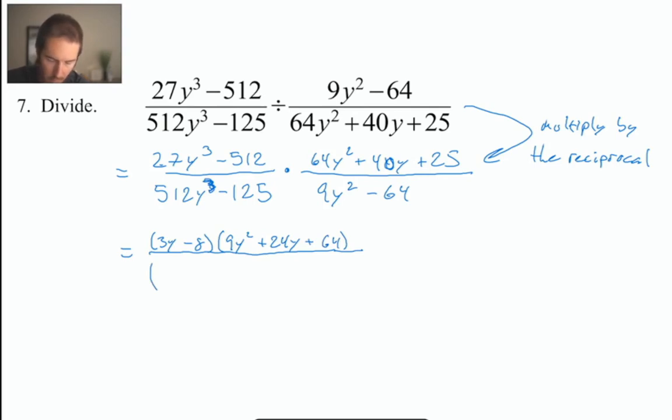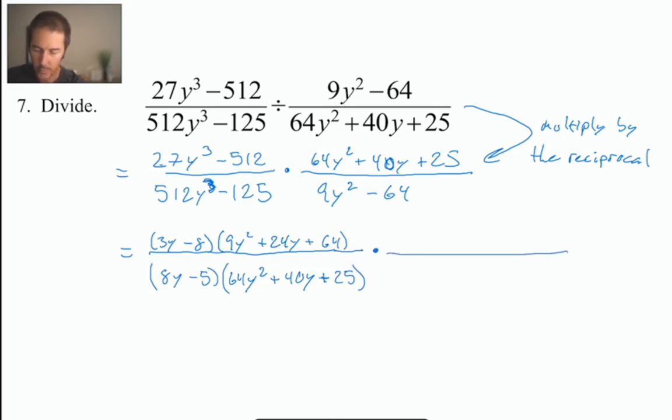that is an 8y minus 5 times, we need 8y, quantity squared, which makes 64y squared. And then 8y times 5 is 40y, so there's plus 40y. And the always plus, and then 5 squared is 25. Great, and then let's move into our second fraction.